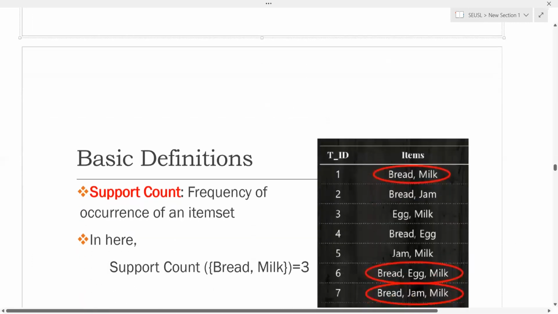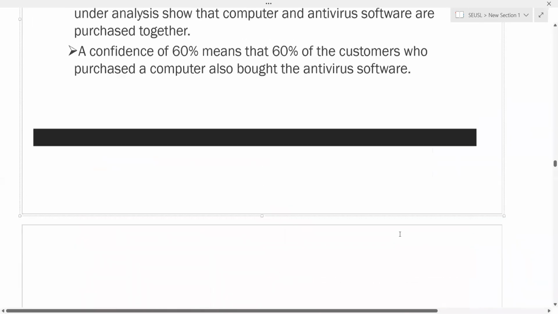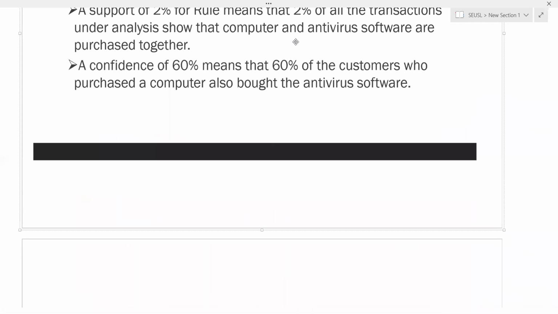Do you have any doubts up to now? Do you have any doubts? Do you have any doubts? Hello. Yes, sir. Do you have any doubts? You can ask me now.